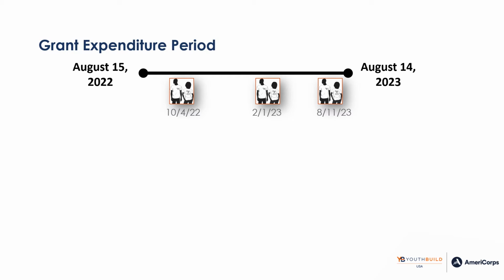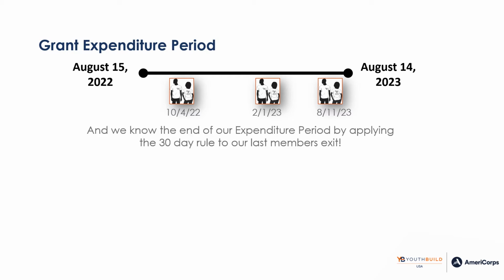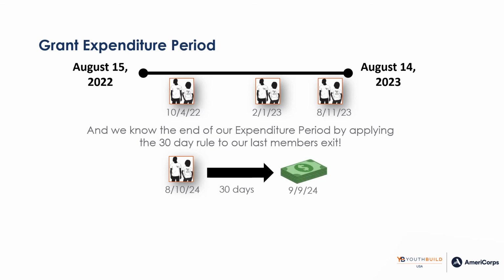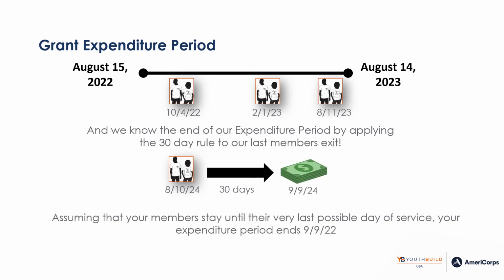And here we can do the same for our last members. Enrolled on August 11th of 2023, we know their expected exit date is August 10th of 2024. And we can count out 30 days from that, getting our expected end date of our expenditure period, which is September 9th, 2024. However, there are some things to consider here.